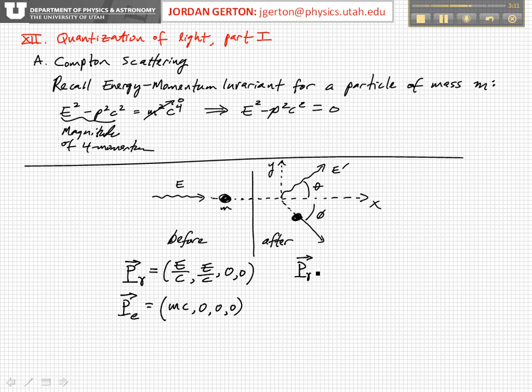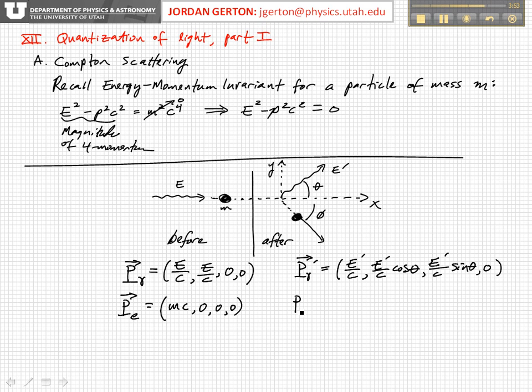Now if we look afterwards, the 4-momentum of the photon after the scattering event has energy component E prime over c, and then the 3-momentum in the x direction is just E prime over c times cosine theta, and the y component is E prime over c sine theta. And of course we're basically assuming that this whole interaction happens in the plane at z equals 0, so we don't have to worry about z at all.